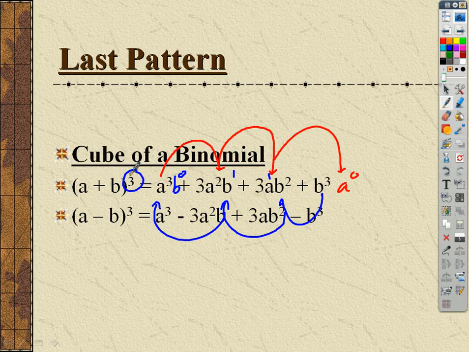The coefficients are 1, 3, 3, 1. Just have to remember that part. You get 3's in the middle for the middle two. But otherwise, if you see that pattern there, it's kind of easy to remember. And same as before, you truly don't need the bottom one. You can just put in negative values for b in the top one, and it takes care of the bottom formula. So you get 2 for the price of 1.